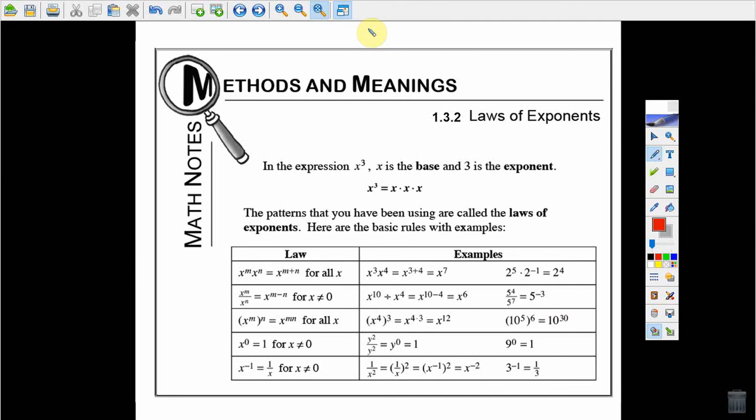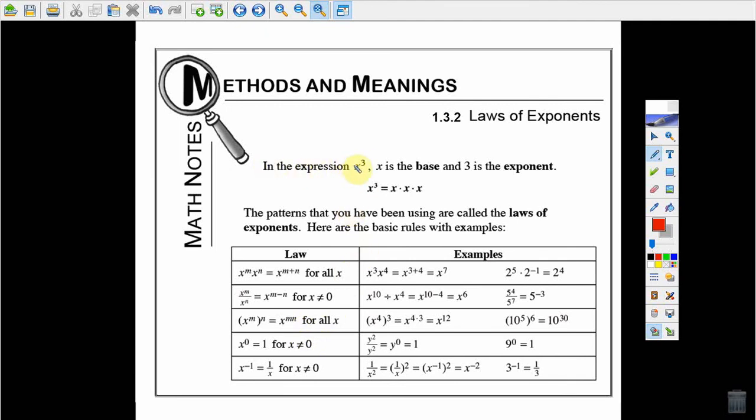Alright, welcome back to another Math Notes. This is Mr. Jewell. We're looking at Laws of Exponents today, and this is section 1.3.2 in your book. We have several laws to cover and review here. We'll go through them real quick and then give you some practice problems on the next slide.